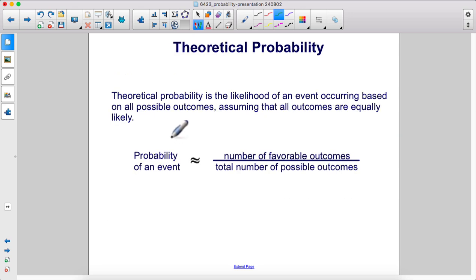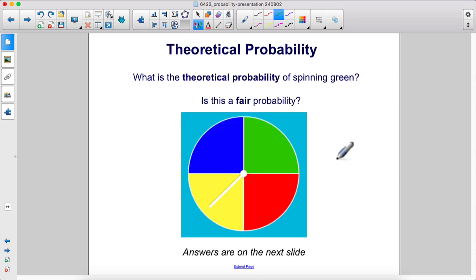Theoretical probability is the likelihood of an event occurring based on all possible outcomes, assuming that all outcomes are equally likely. So the probability of an event is approximately equal to the number of favorable outcomes divided by the total number of possible outcomes. What is the theoretical probability of spinning green?